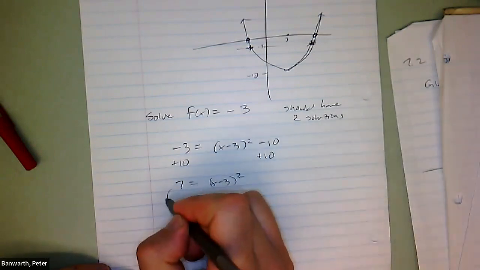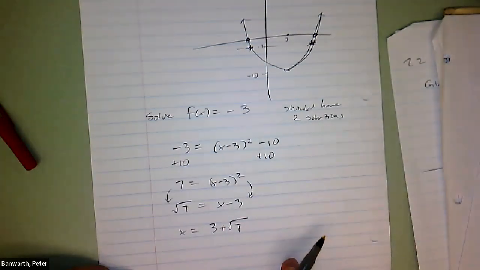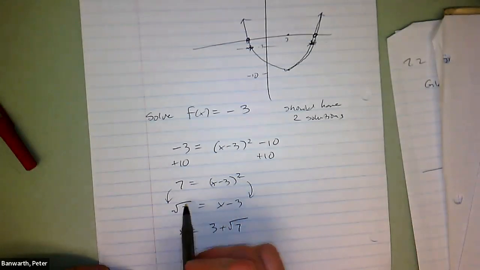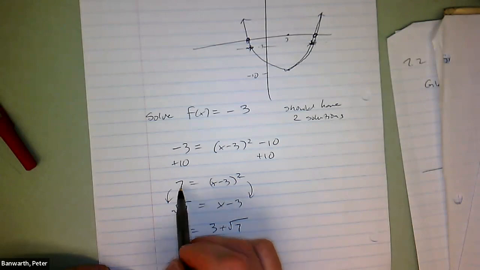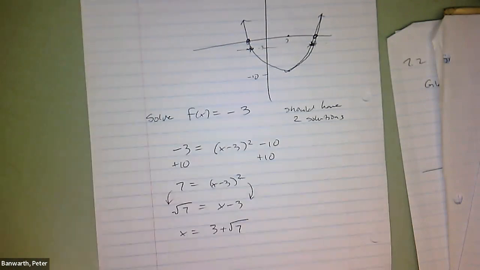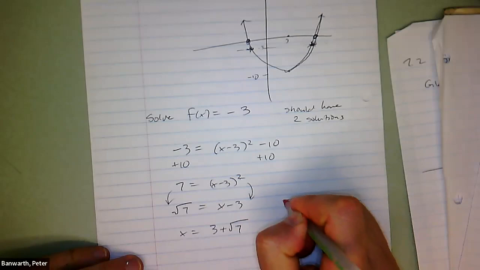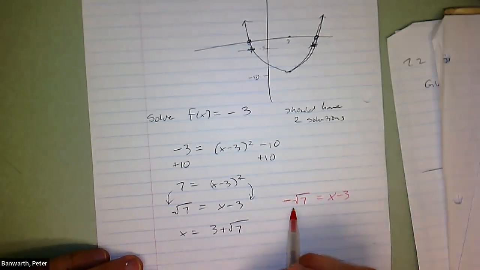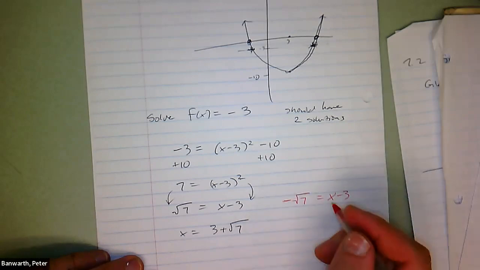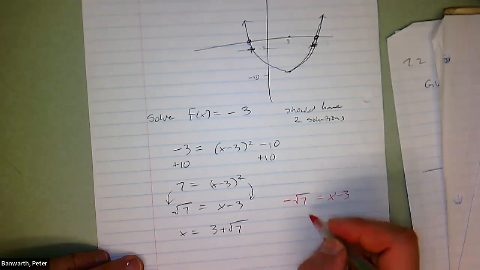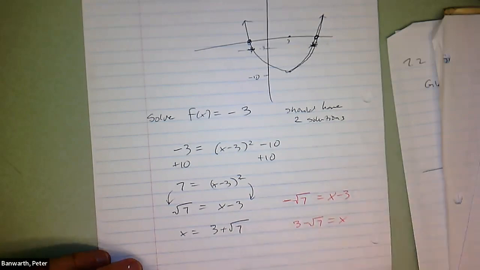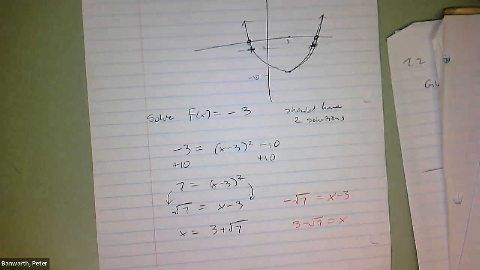I went wrong right here. Because if 7 is x minus 3 squared, what are the numbers that when I square give me 7? Well, square root of 7 is one of them, but the other one is the negative square root of 7. So if I square the negative square root of 7, that gives me a positive 7. So 3 minus the square root of 7 is my other x value.